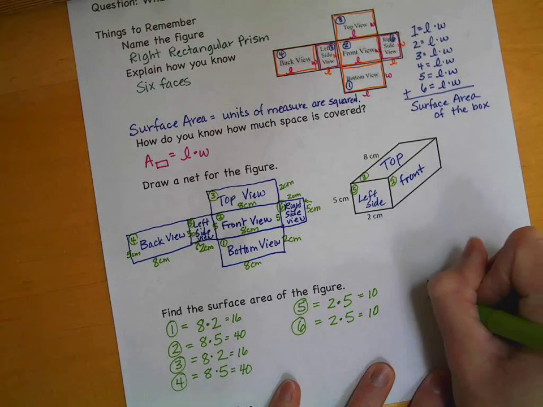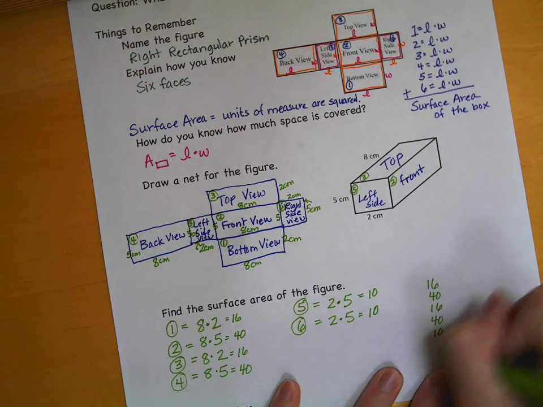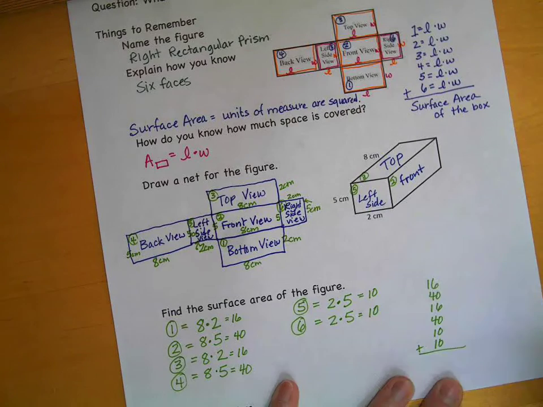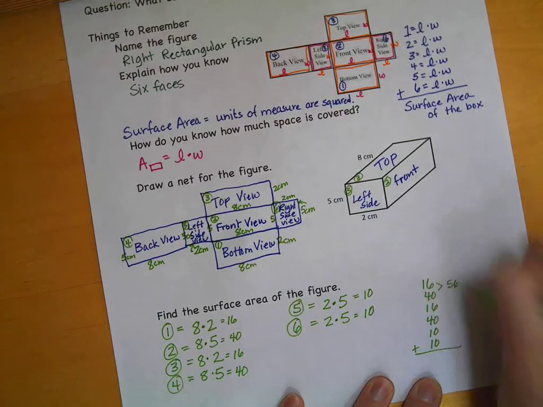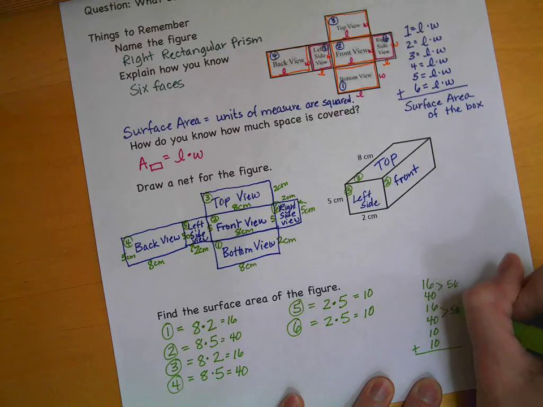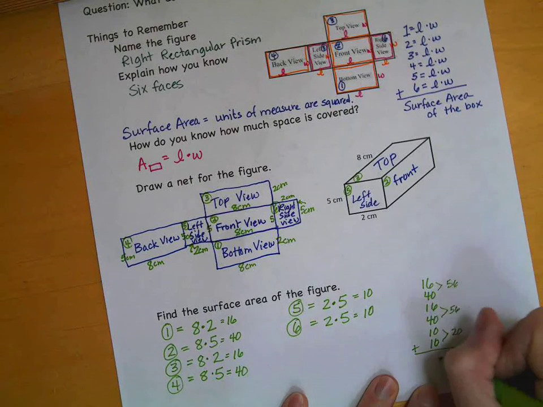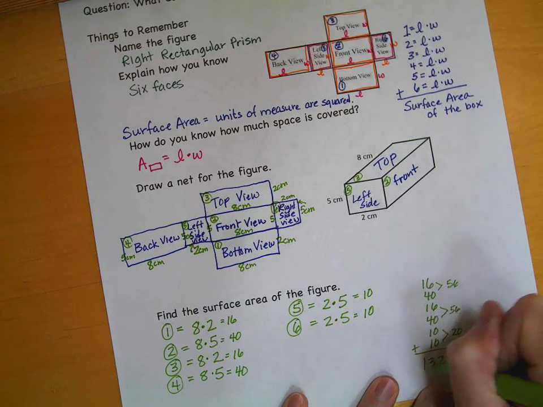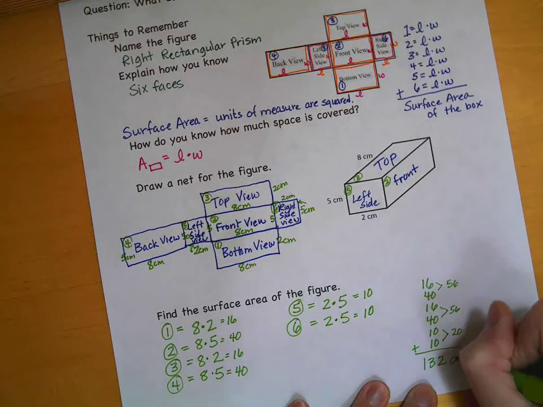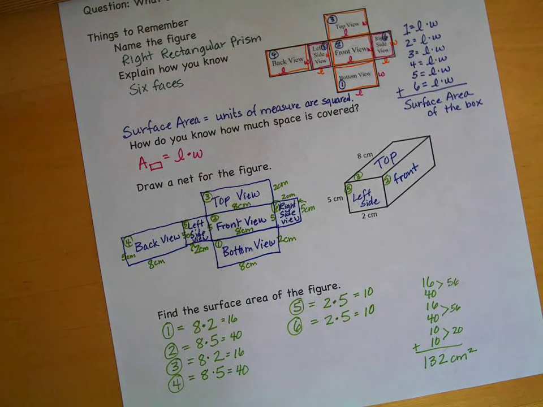And now it said we had to add them together. So I'm going to take 16 plus 40 plus 16 plus 40 plus 10 and plus 10. And I'm going to add all of those together. Well, if I add these 2 together, then I get 56. If I add these 2 together, I get 56. If I add these 2 together, I get 20. And then 6 plus 6 is 12. Regroup the 1, that's 10, 11, 12, 13. So I get 132 centimeters squared because I only multiplied 2 things together.